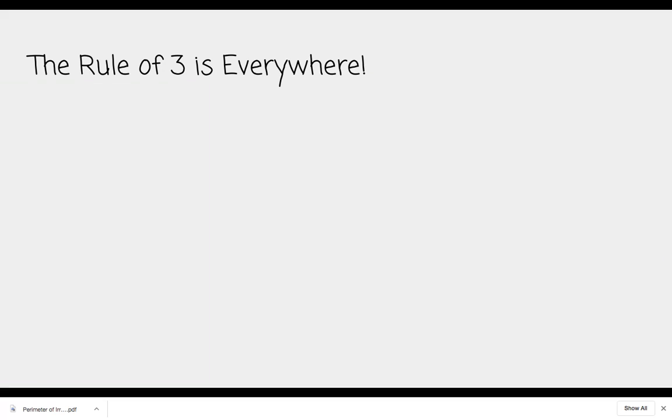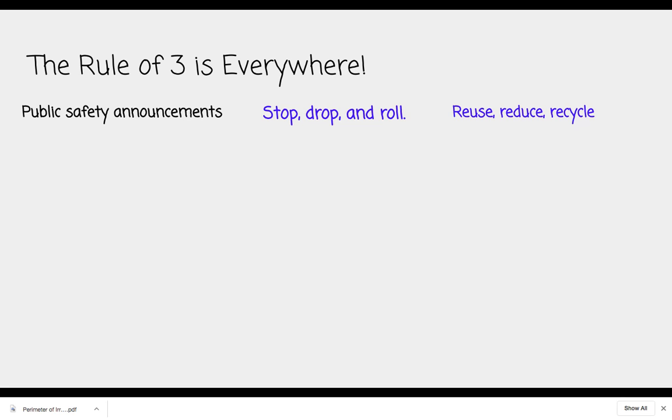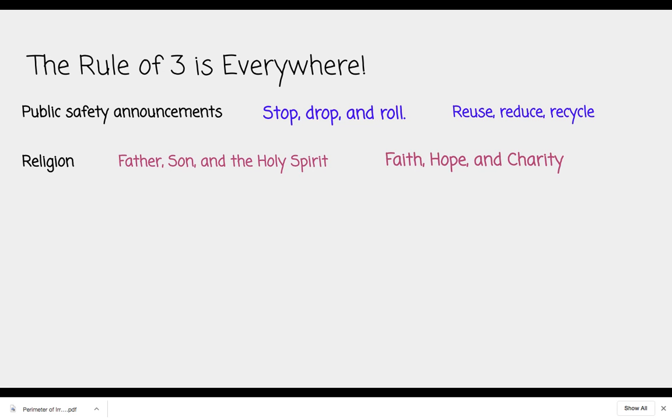literature. The rule of three is not just in literature, it's actually everywhere, like public safety announcements. You may have heard of this. When you catch on fire, you stop, drop, and roll. Or if you're a good citizen, you need to reuse, reduce, and recycle. You also see the rule of three in religion. For example, the Father, Son, and the Holy Spirit, faith, hope, and charity.